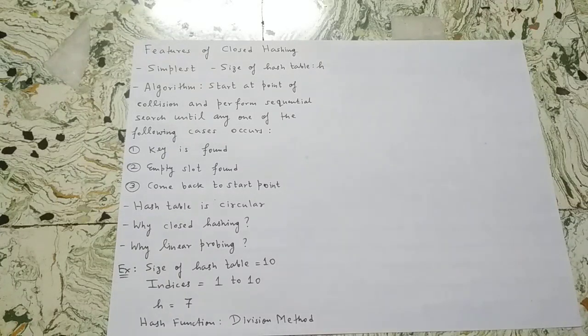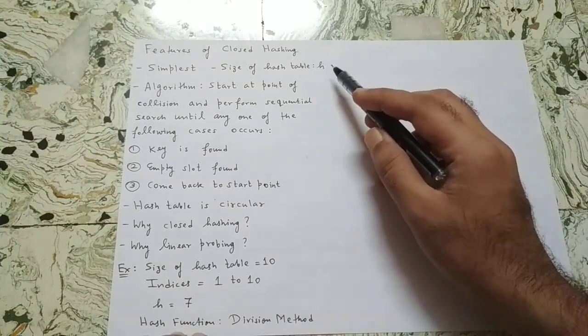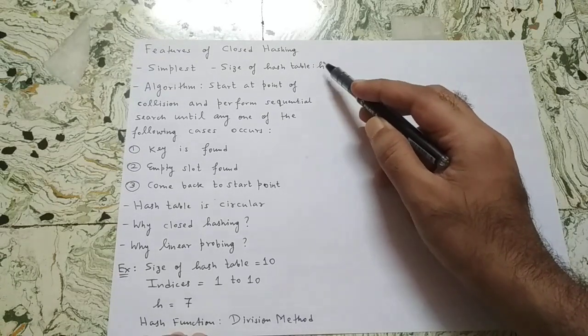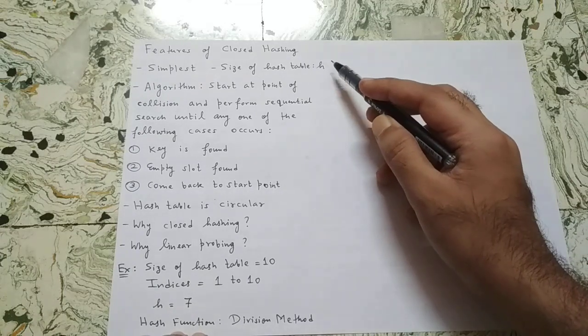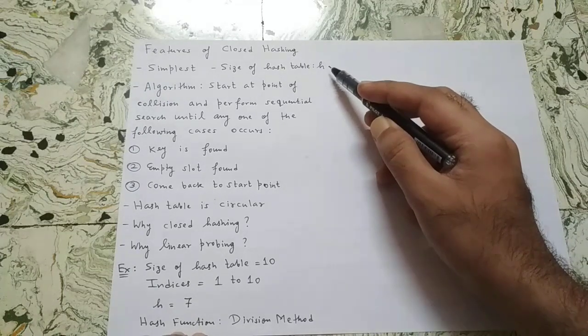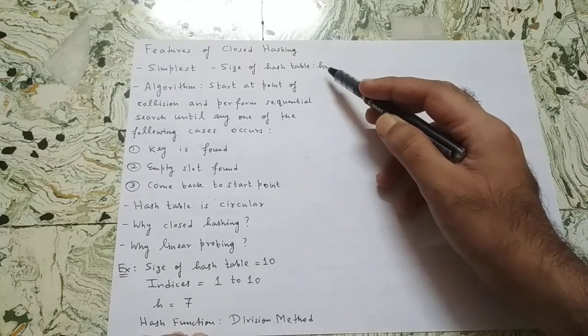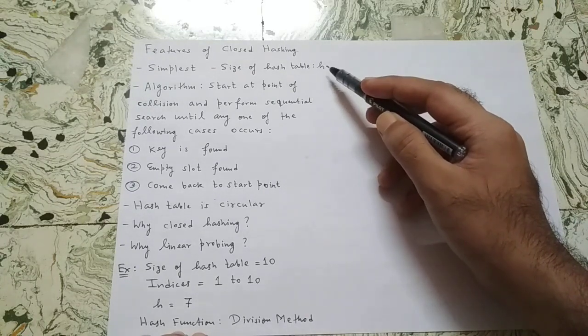Let's discuss closed hashing. The simplest method to resolve a collision is closed hashing. Suppose h is the size of the hash table. If you remember, in the previous video I had discussed this term h, where I had said that h should be a prime number or a number without small divisors because it minimizes collision. Now it can happen that the size of the hash table is the same as the value of this term h, and it can also happen that the size of the hash table and the value of h differ.